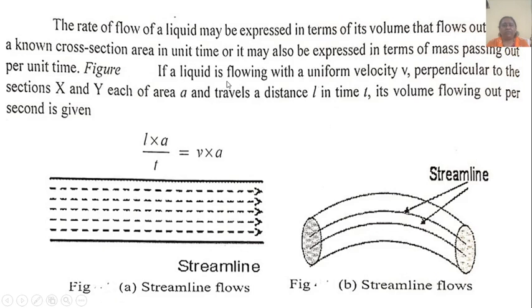Now in the figure, if a liquid is flowing with a uniform velocity v, the layers of liquid having the uniform velocity v perpendicular to the section X and Y, each of area a, and travel a distance l in time t, then its volume flowing out per second is given by l into a upon t, equal to v into a.